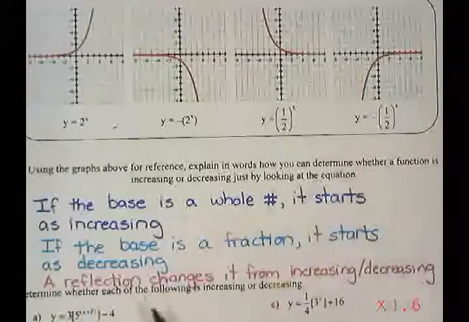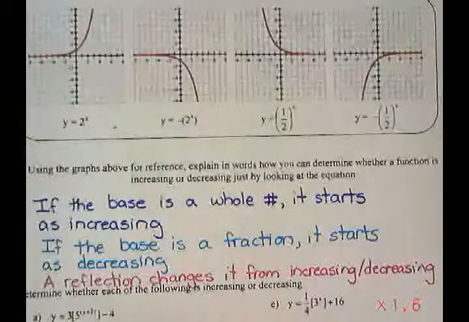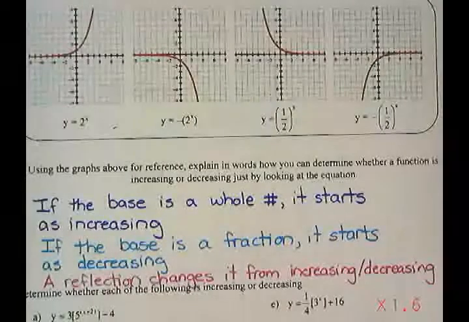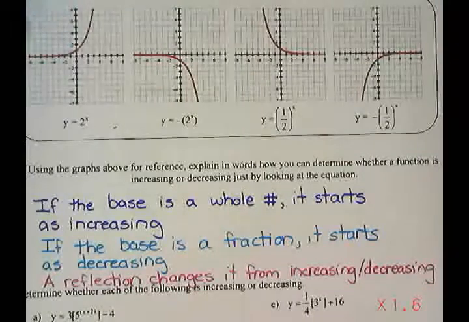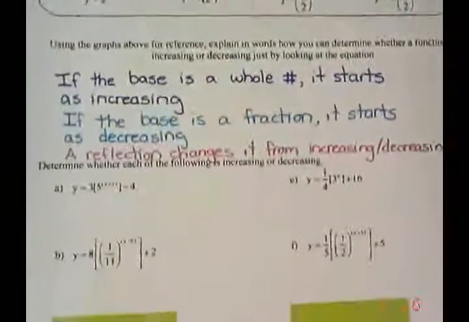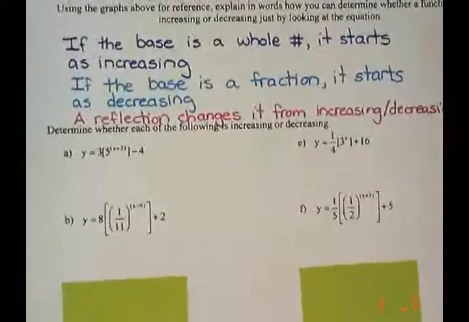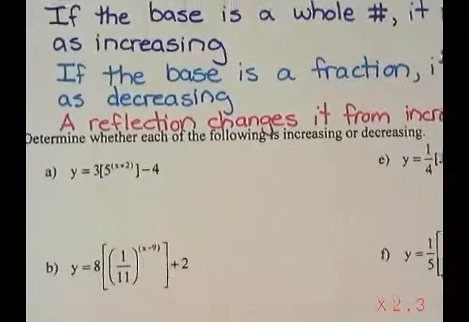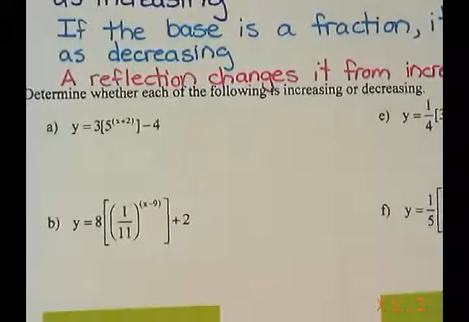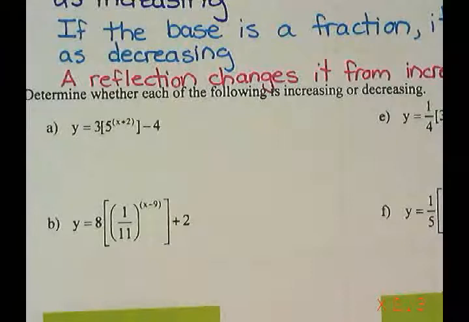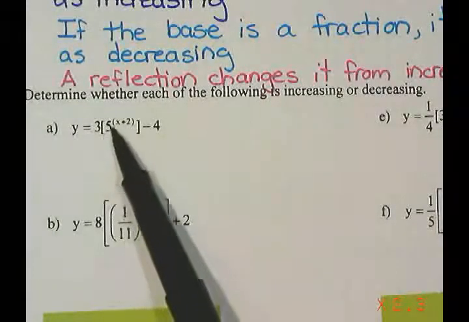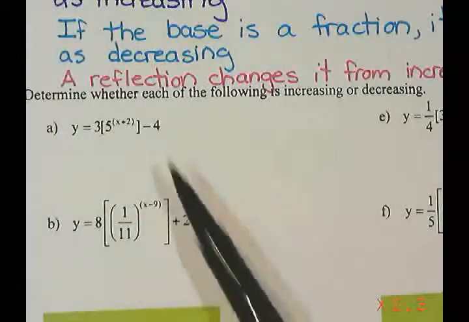So what you want to do when you're trying to figure it out is you look at the base first, see whether it should be increasing or decreasing, and then look for a reflection and then see whether that's going to switch it. So we're going to take a look at a couple of examples. I'm just going to zoom in a little bit so that they're a little bit bigger. So it says, determine whether each of the following is increasing or decreasing. So the first one here says y equals 3 times 5 to the power of x plus 2 minus 4.